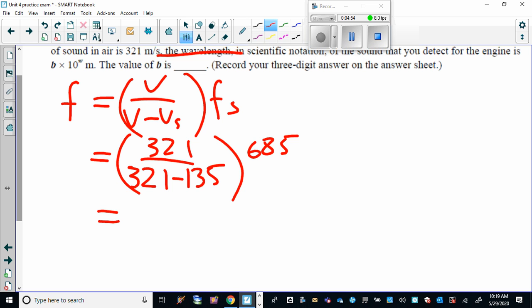And you end up getting 1,182 hertz, which seems very reasonable, right? It's moving towards you at a very high speed, 135 meters per second. So you're going to hear a much higher frequency than the actual frequency. But the question asks for wavelength. They don't want to know the frequency, they want to know the wavelength. So we just use the universal wave equation.